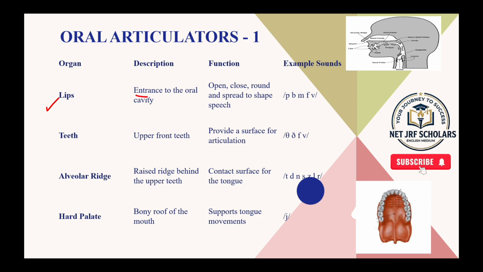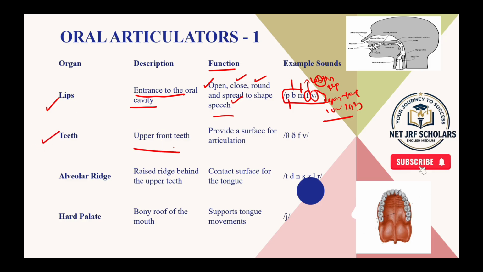Next we have lips, which are the entrance to the oral cavity. They perform multiple functions: open, close, round, spread, to produce speech sounds such as p, b, m, f, v. In pa, two lips are involved. In ba, two lips are involved. In ma, two lips are involved. In fa and va, the upper teeth and lower lip are involved.